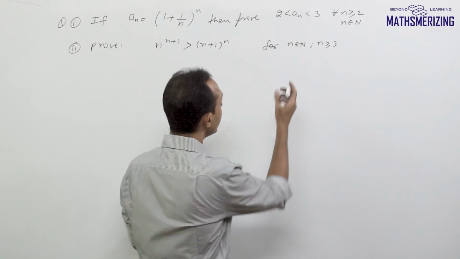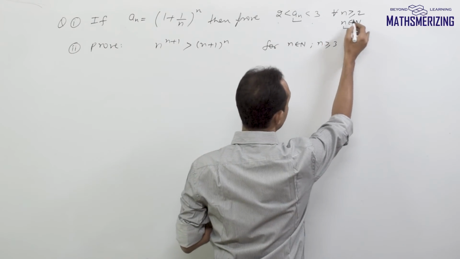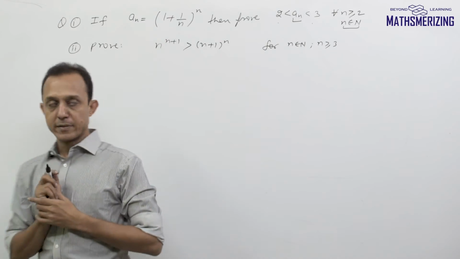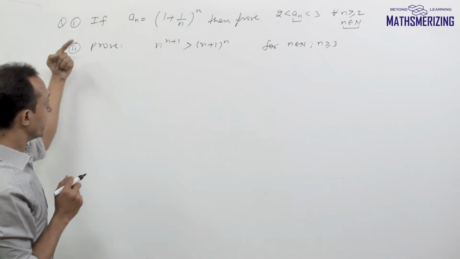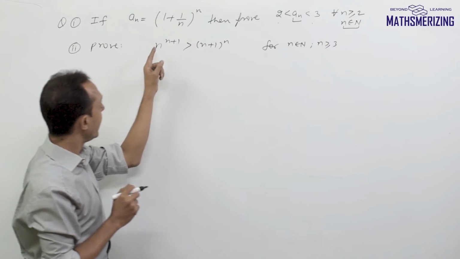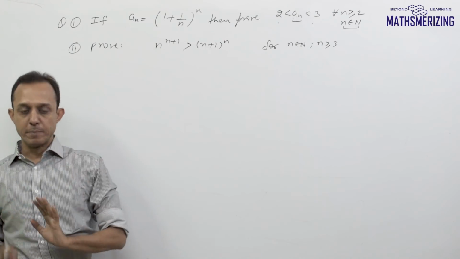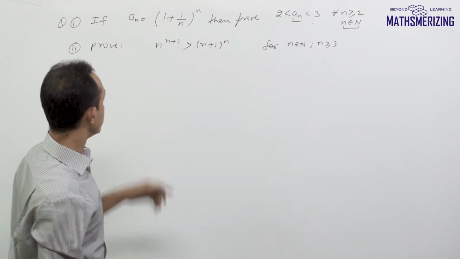The question is, if a_n is (1 plus 1 by n) to the power n, then we need to prove that the value of a_n will lie between 2 and 3 for all natural numbers which are 2 or greater than 2. And in the second part, we have to prove that if n is a natural number and n is greater than or equal to 3, then n to the power n plus 1 is greater than (n plus 1) to the power n. Now we'll take the first part.